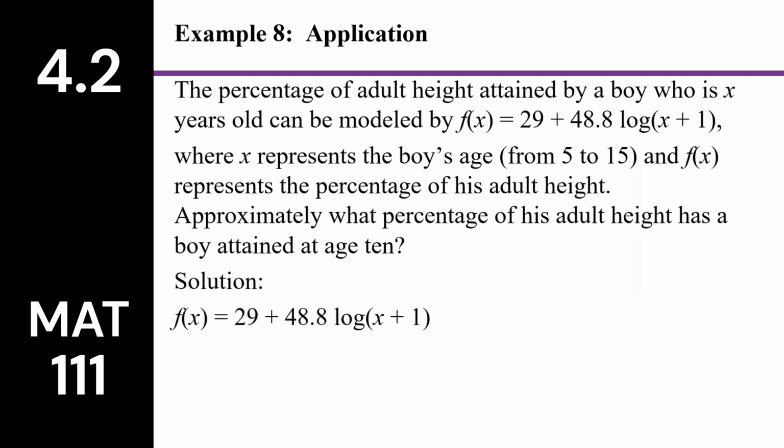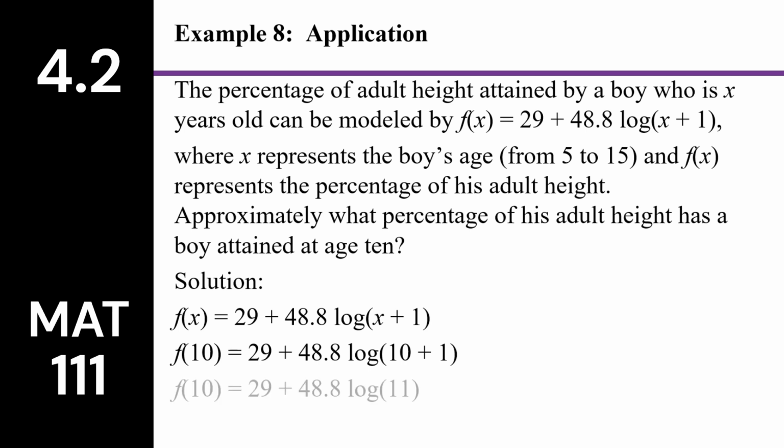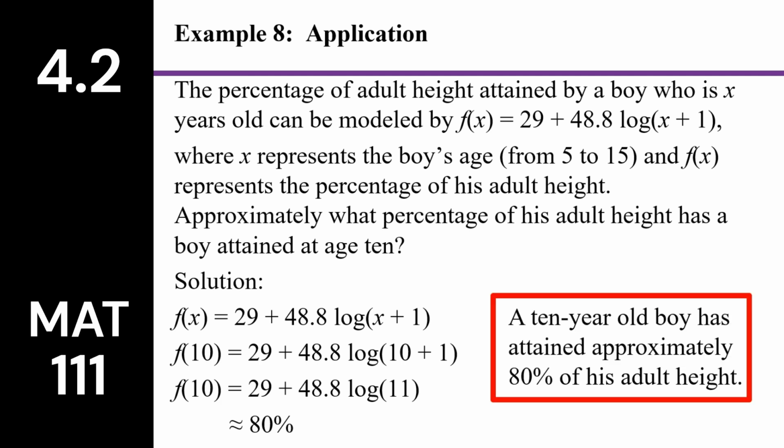Continuing to solve, we take our function, and when the boy is 10 years old, we want to substitute in f of 10, and that gives us an argument of the log of 10 plus 1. That becomes 11, and then we can type this on our calculator. Your calculator has a log button, which is log base 10, and that should work out to give you about 80%. This means that a 10-year-old boy has attained approximately 80% of his adult height.